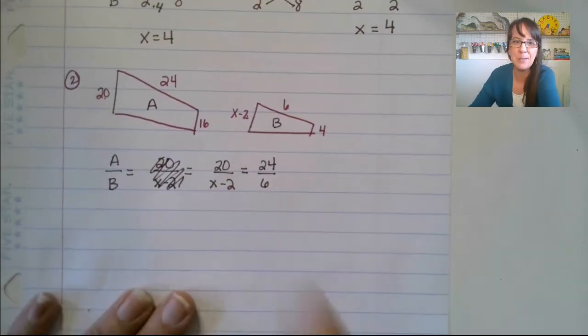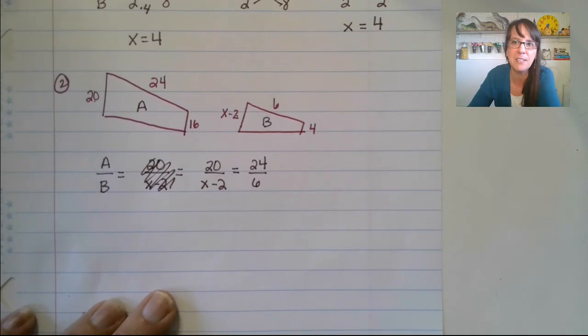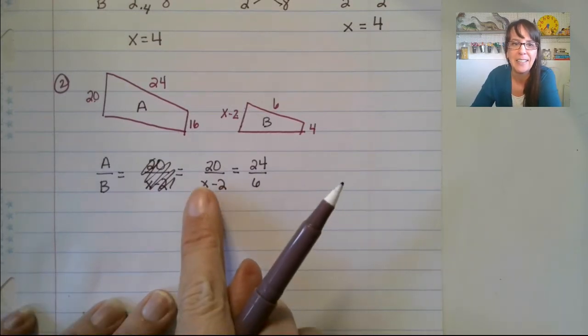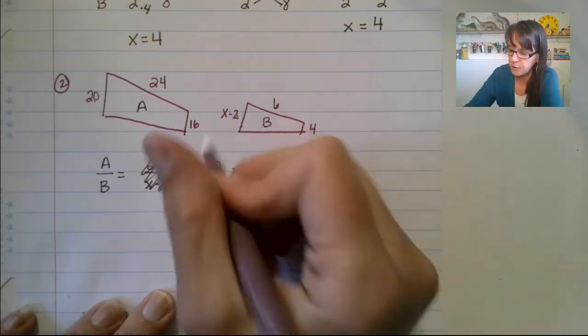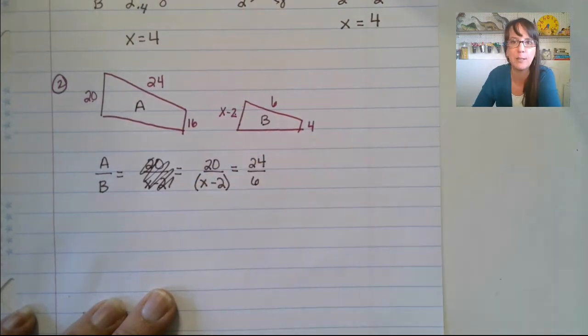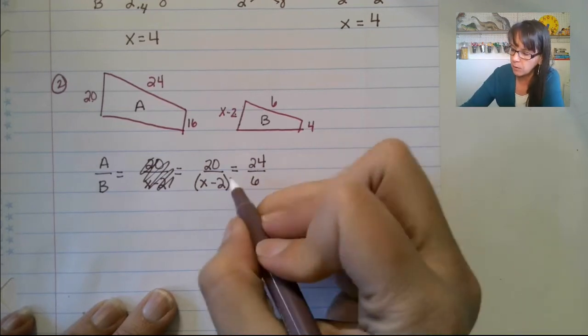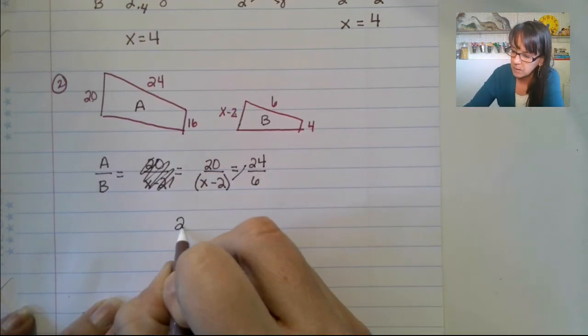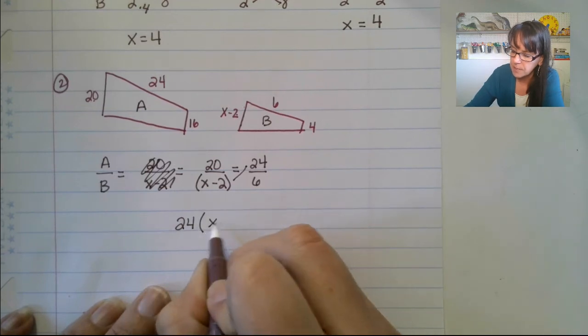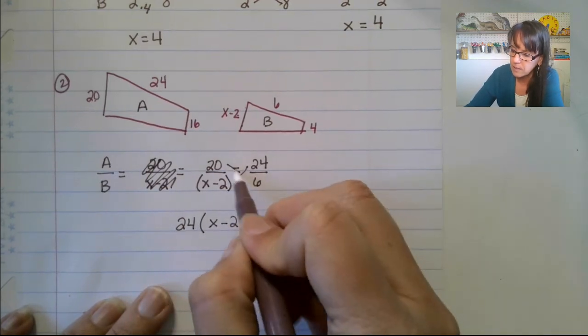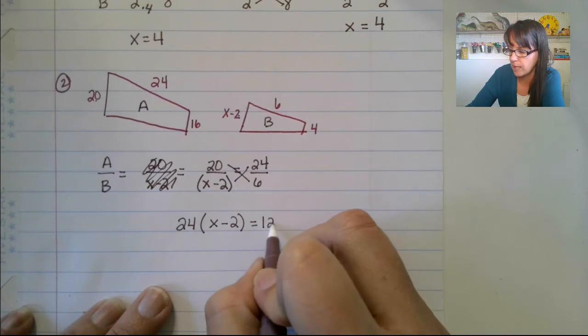Okay, so what we can do is cross multiply. Remember, if you ever have addition and subtraction in your fractions, you want to make sure to protect those with parentheses, because 1, you want to distribute, and 2, you don't want to accidentally cancel something out. So cross multiply, we get this times this: 24 times (X minus 2) equals 20 times 6, which gives me 120.